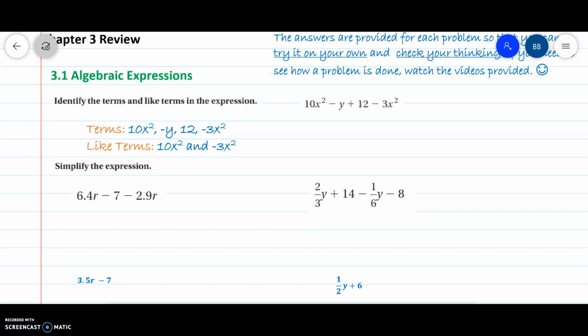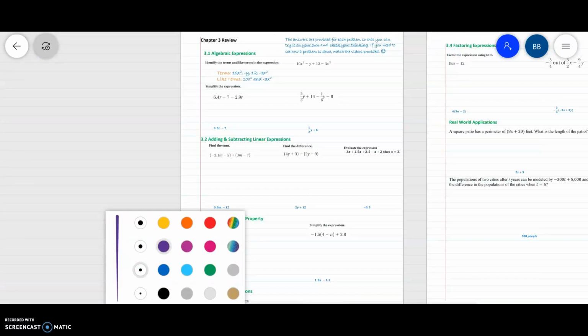All right, so let's get started with the first problem in section 3.1, which is identify the terms and the like terms of the expression. So we're looking at this expression right here. When we're identifying the terms, those are all the numbers separated by a plus or a minus sign.